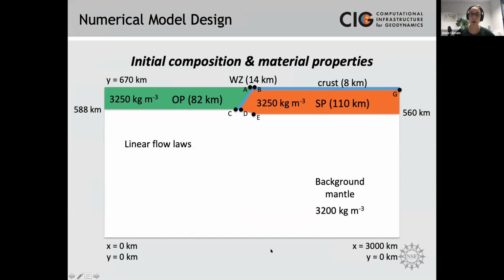The setup of the model looks like this. We have a box of upper mantle scale with 3 compositions in there. So there's the overriding plate OP, there's the subducting plate SP, and then there's a crustal layer that turns into a weak zone over here. And then I added these dots because those are points, and I use their coordinates in the input file to prescribe the compositions, so just so you know what they are.